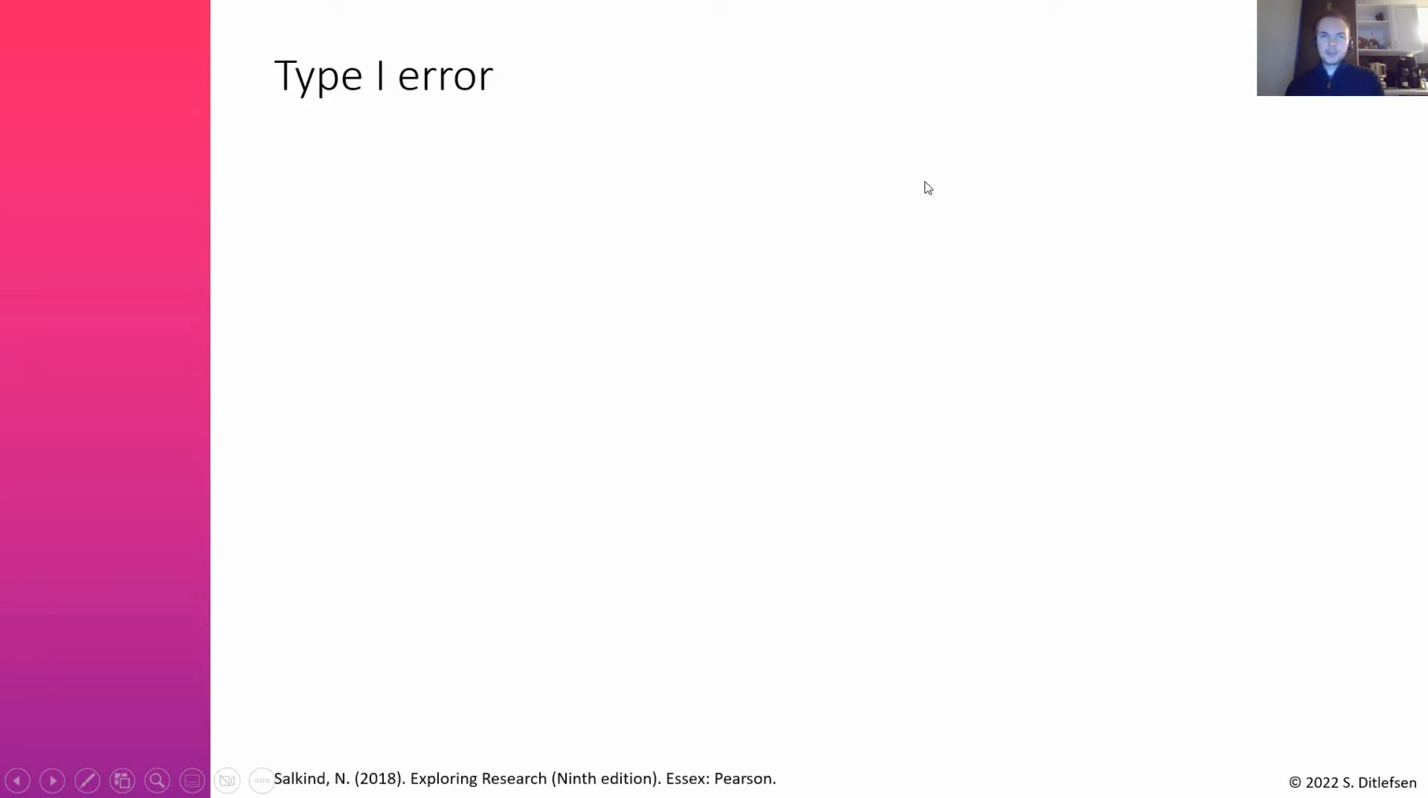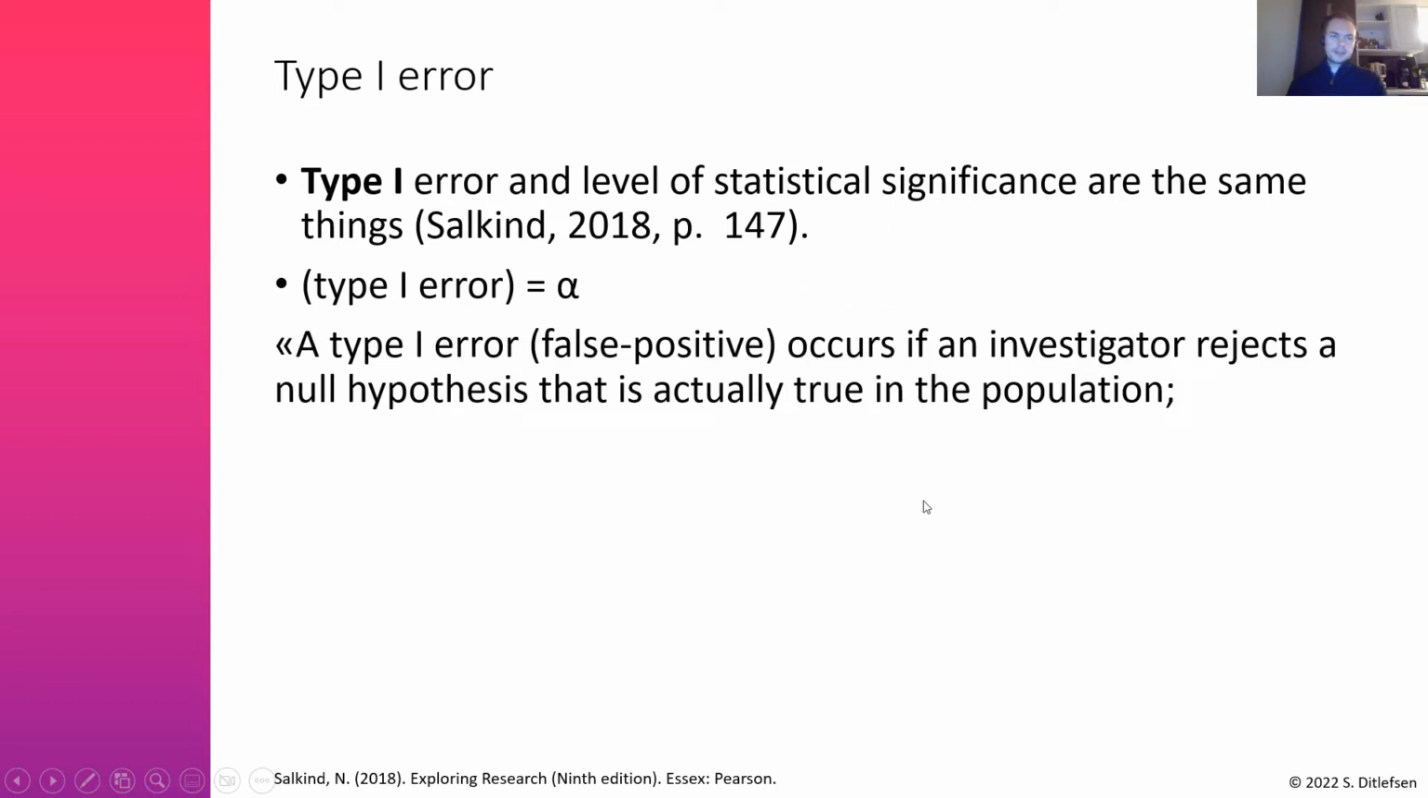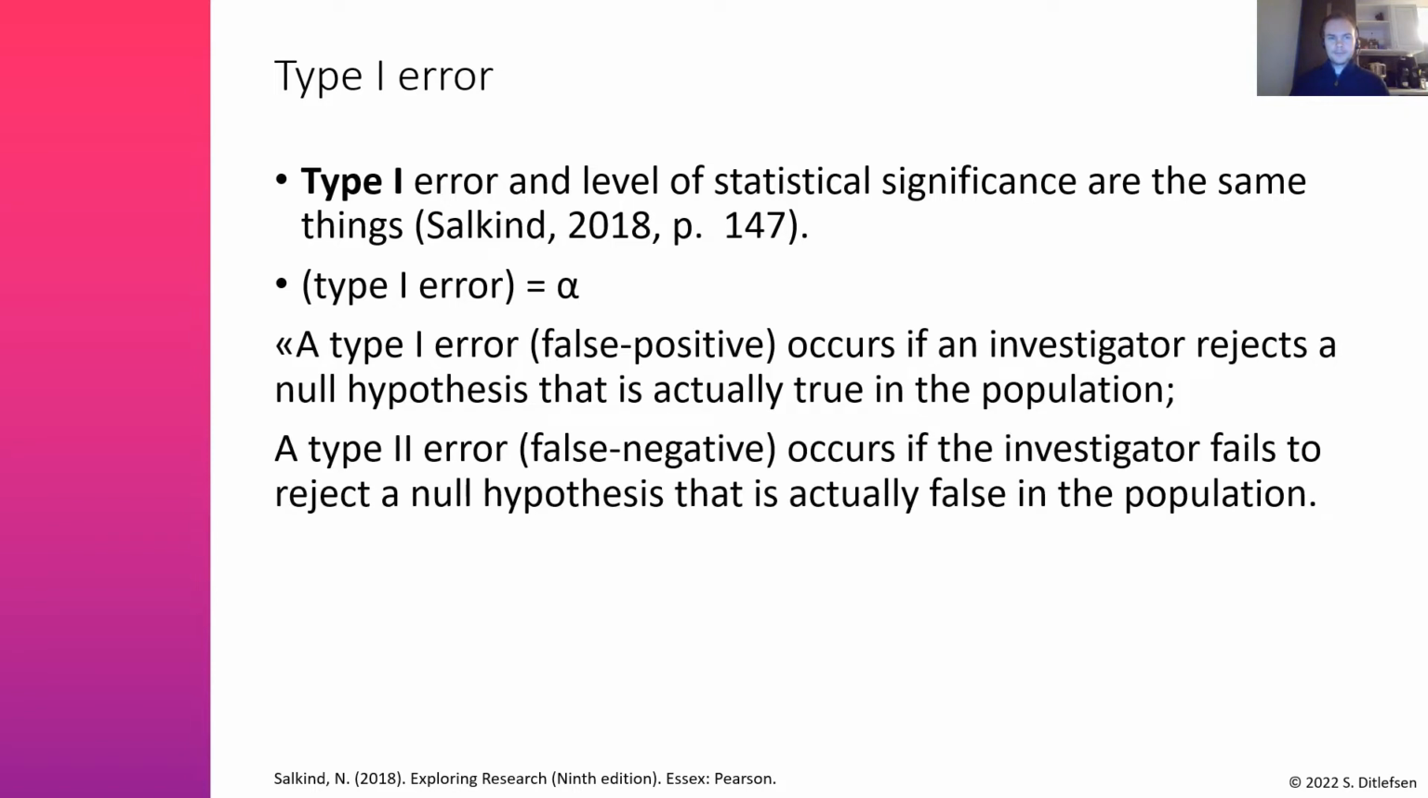So what is a type 1 error? Type 1 error and level of significance are the same thing. And type 1 error is written like an alpha. A type 1 error, false positive, occurs when the investigator rejects a null hypothesis that is actually true in the population. A type 2 error, false negative, occurs when the investigator fails to reject a null hypothesis that actually fails in the population.